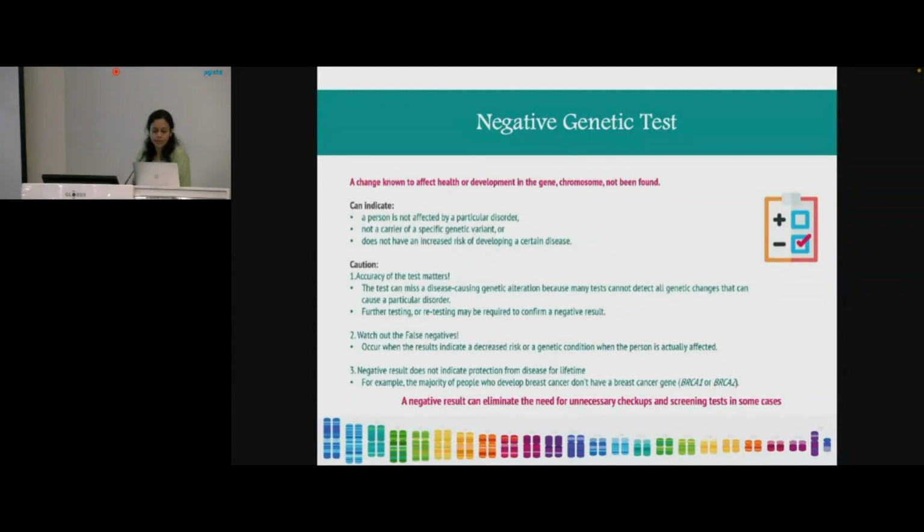This is very dangerous. Sometimes when it occurs, the result indicates a decreased risk of a genetic condition when the person is actually affected. And a negative result does not indicate protection from the disease for a lifetime. For example, the majority of people who develop breast cancer don't have the faulty breast cancer gene. But the brighter side is that a negative result can eliminate the need for unnecessary checkups, screening and tests in some cases.